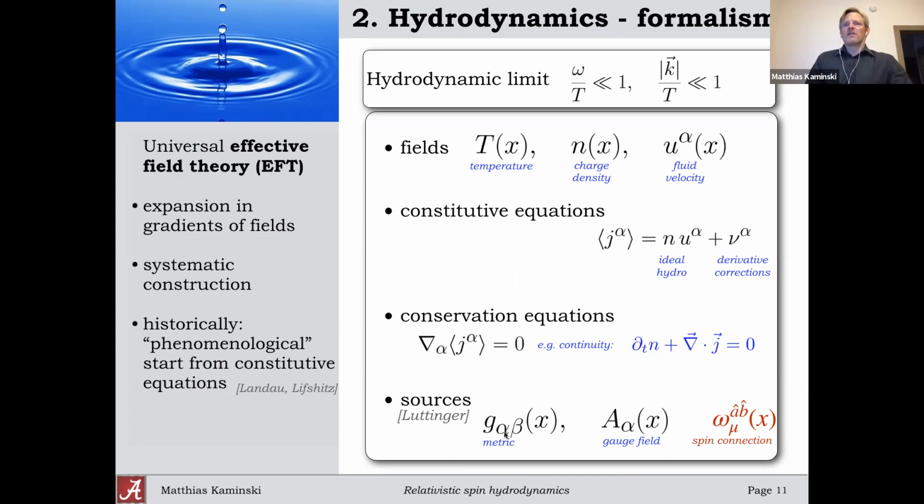And then there's the sources, which I mentioned. The metric is something familiar to us. The gauge field is familiar to us as the source for the gauge currents. And then now for the spin currents, we have the spin connection as the new source that we introduce. So that's the new part.